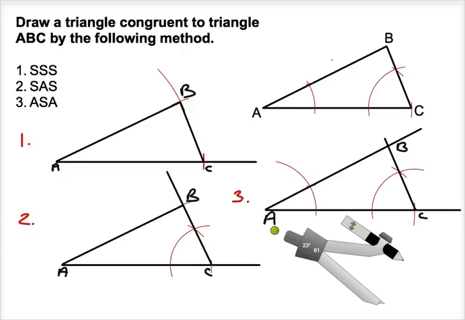So number one, we copied 3 sides. Number 2, we did a side, an angle, and a side. And for number 3, we did an angle, a side, and an angle. So 3 different ways to copy the same exact triangle.